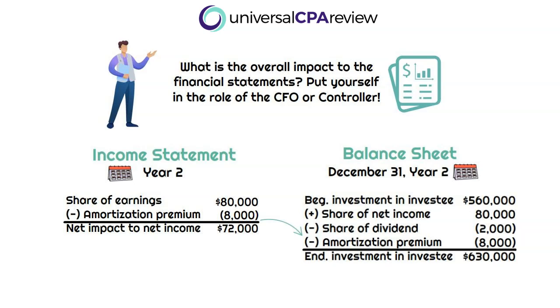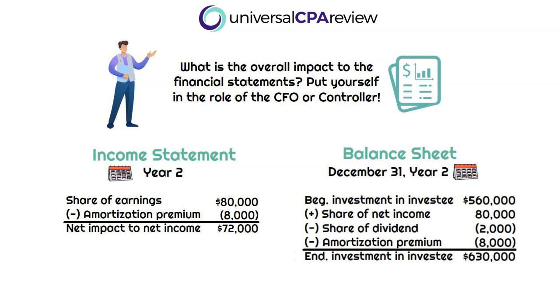And then for the amortization of this premium on the net assets, we just talked about that for the income statement. Well, it's also going to decrease the investment in investee on the balance sheet by $8,000. So if we add that all up and subtract the dividend and amortization premium, that means the ending carrying value of our investment in investee was $630,000.